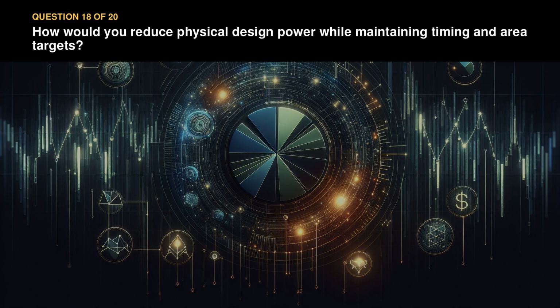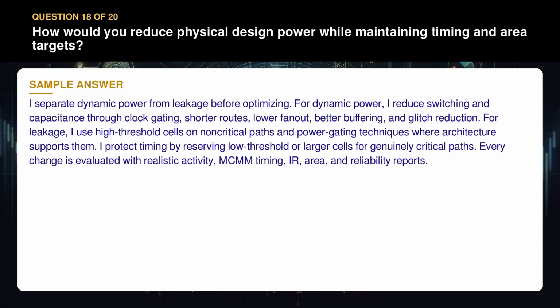Question 18. How would you reduce physical design power while maintaining timing and area targets? I separate dynamic power from leakage before optimizing. For dynamic power, I reduce switching and capacitance through clock gating, shorter routes, lower fanout, better buffering, and glitch reduction. For leakage, I use high threshold cells on non-critical paths and power gating techniques where architecture supports them. I protect timing by reserving low threshold or larger cells for genuinely critical paths.